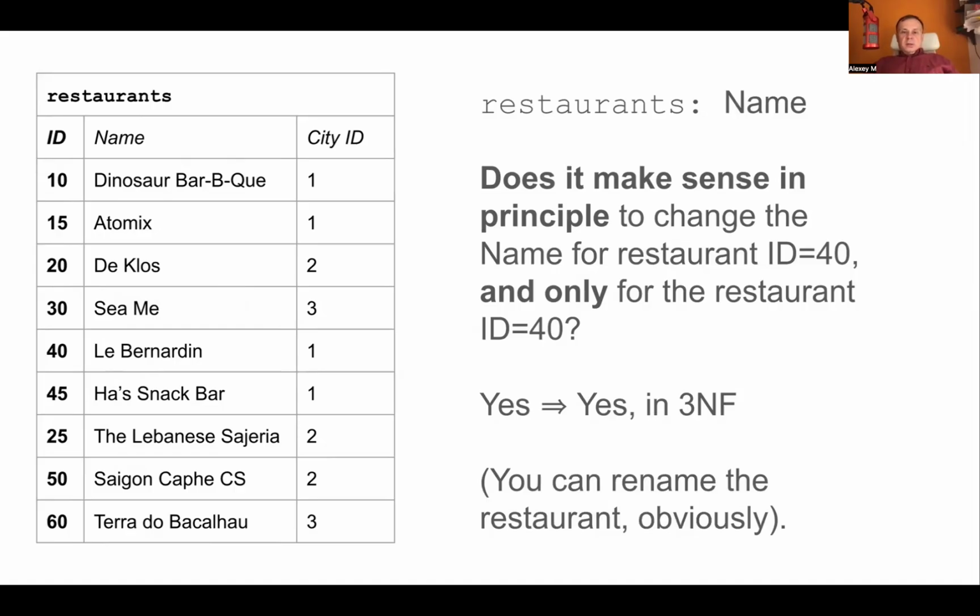Let's take a look at the name column. Does it make sense in principle to change the name for the restaurant with a certain ID and only for the restaurant with a certain ID? The answer is yes, because you can rename your restaurant. So this column is also in third normal form.